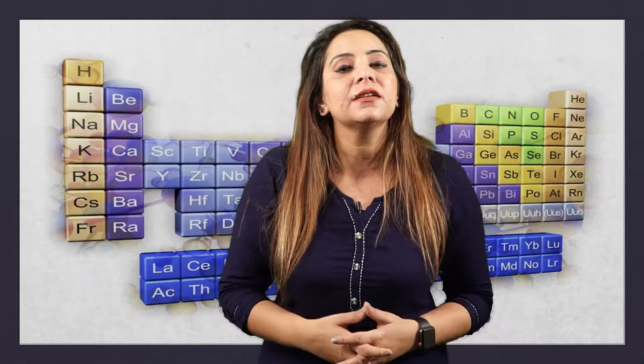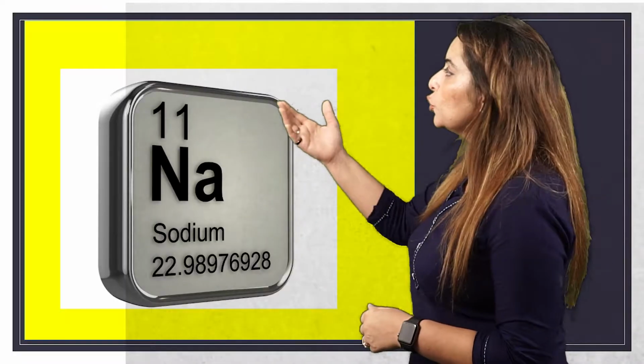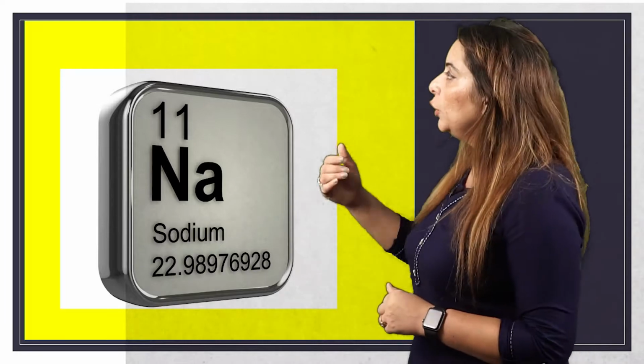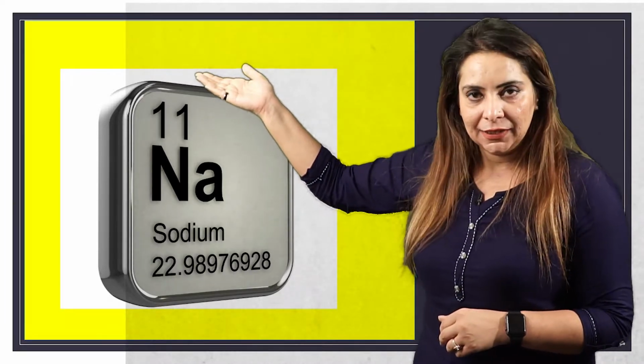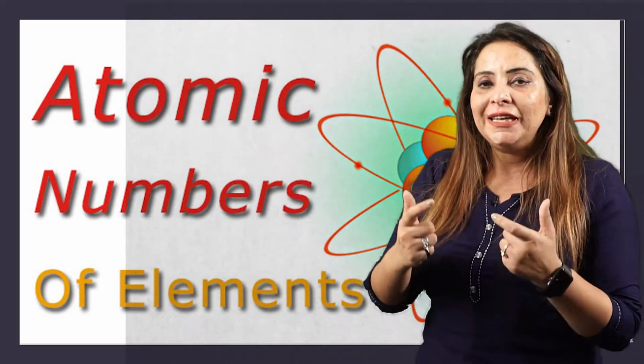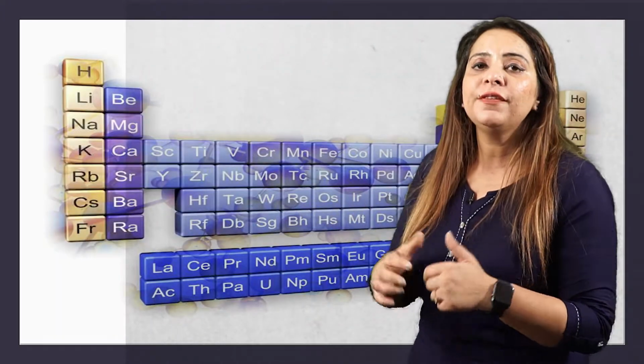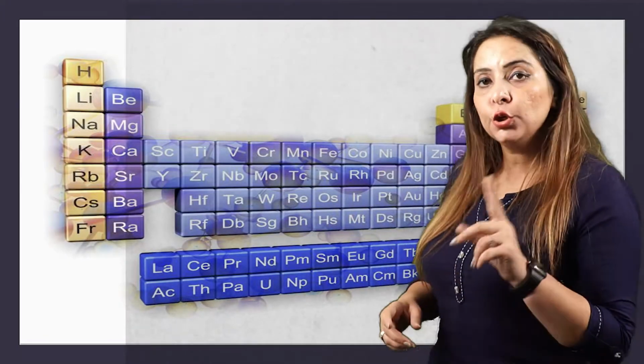Now let us discuss one interesting topic. Do you know that by knowing the atomic number of any element, we can actually predict the position of that element in the modern periodic table? Let's see how. Suppose we have sodium as an element. We know that the symbol for sodium is Na. If you need to find the position in the periodic table, you have to be familiar with its atomic number. You should know it first.